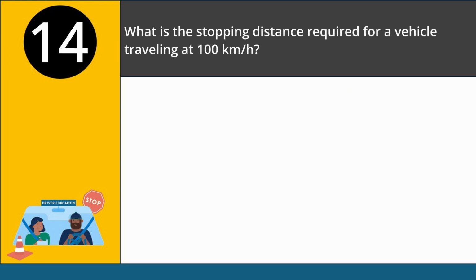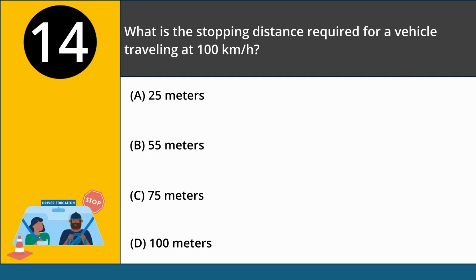What is the stopping distance required for a vehicle traveling at 100 km/h? A. 25 meters. B. 55 meters. C. 75 meters. D. 100 meters. Answer: B. Stopping distance depends on speed and road conditions.